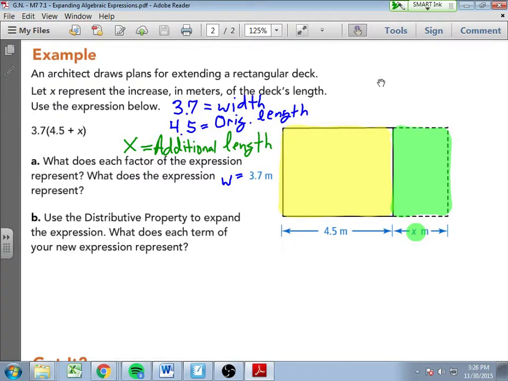So then that expression all together, we really have the width times the length, because 4.5 plus the x is going to be the combined new length. What does width times length give you? What is that expression representing, Alex? Height. Area. Area. Length times width, or width times length, is area. So this represents the area of the patio.